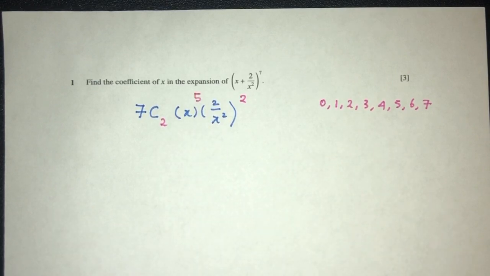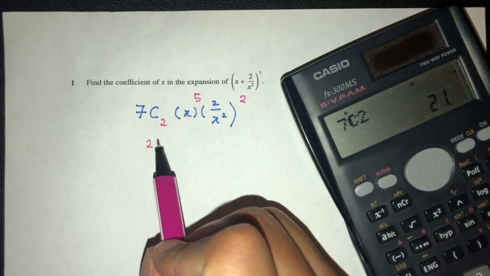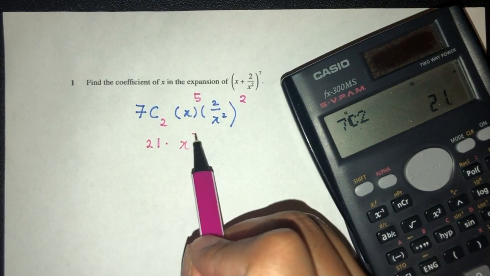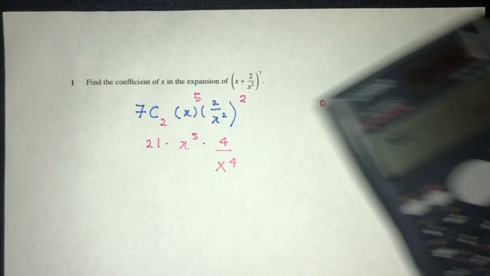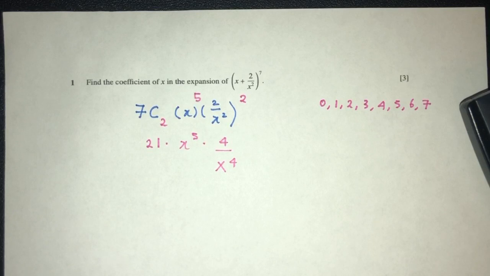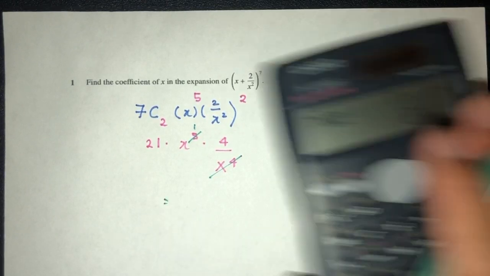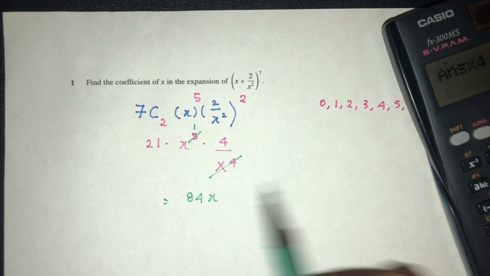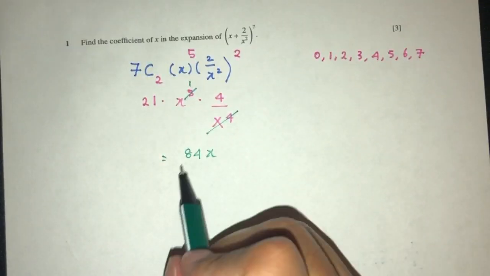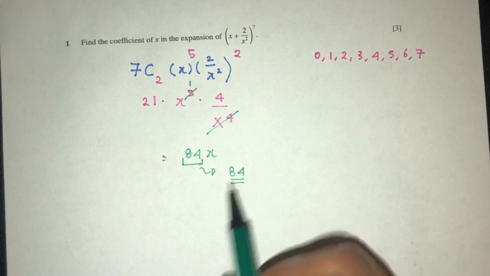Now let's expand and see what happened. 7 combination 2, that should be 21. That should be x power 5 over 4x power 4. Okay, so as you can see, we can simplify and it will give you something in terms of x. 4 here, that will be 1 remaining. So 21 times 4 should be 84x. But the answer should be just the coefficient of x, which is 84 as your answer.